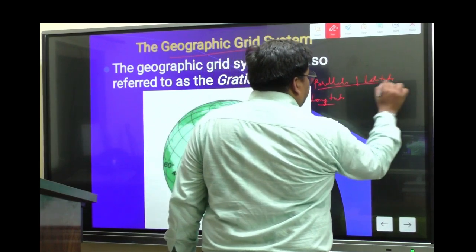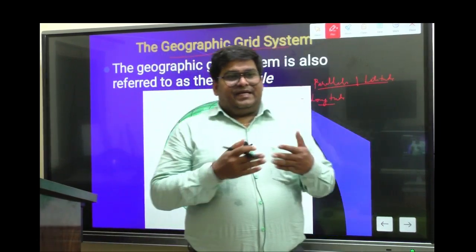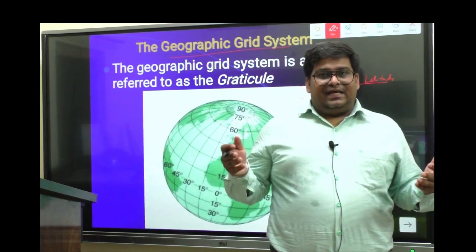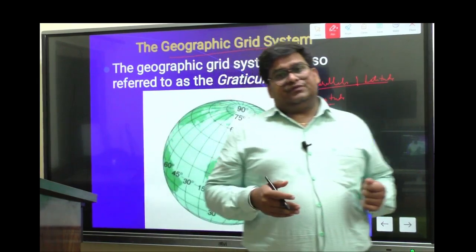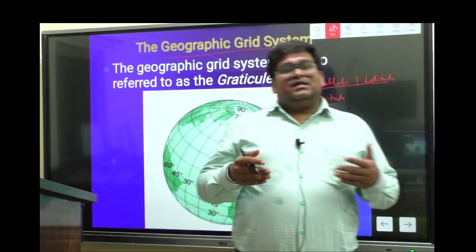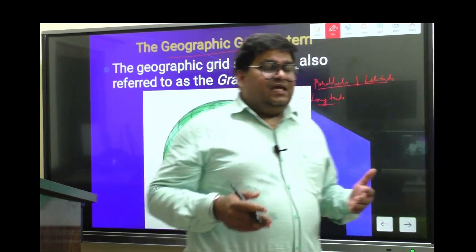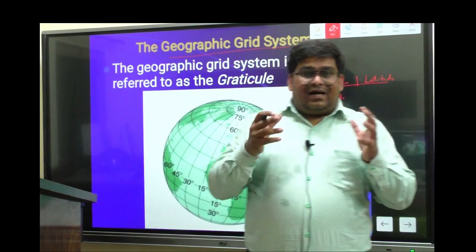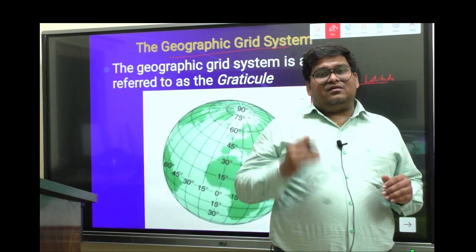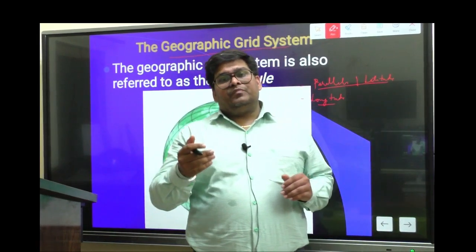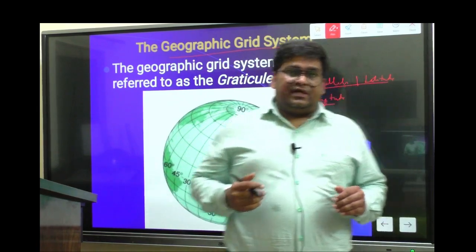Okay. What are parallels of latitude? See, the geographers have taken a reference line which passes through the center of the Earth, that makes the greatest circle, or a great circle. It is some sort of imaginary line which divides the Earth into the northern hemisphere and the southern hemisphere.